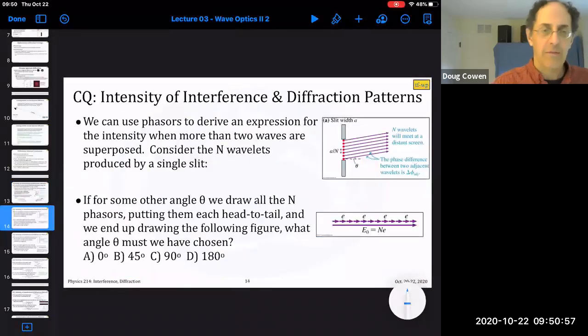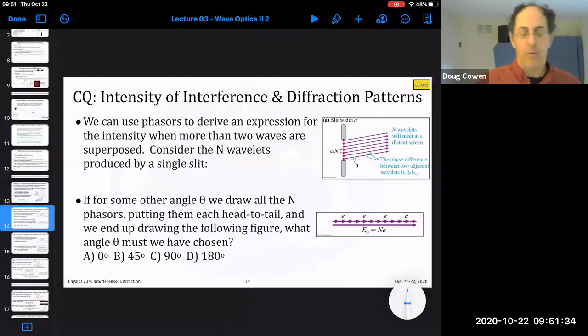So I want to do this concept question now, where we have a bunch of phasors, and we're going to use them to get an expression for the intensity when more than two waves are superposed on one another. So when you just have two waves, adding two cosine functions together is pretty easy. But if you want to add like 15 of them together, the trigonometry starts to get really, really painful. So there's an advantage to phasors, which particularly arises when you have multiple waves being added together.